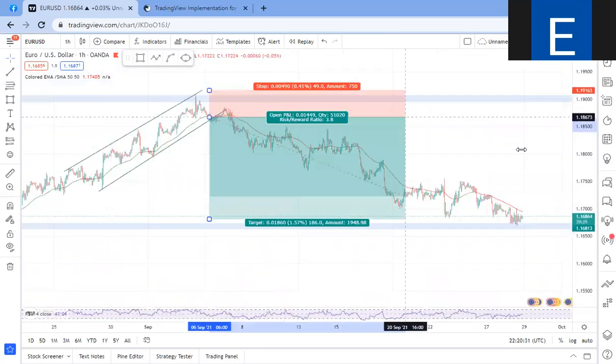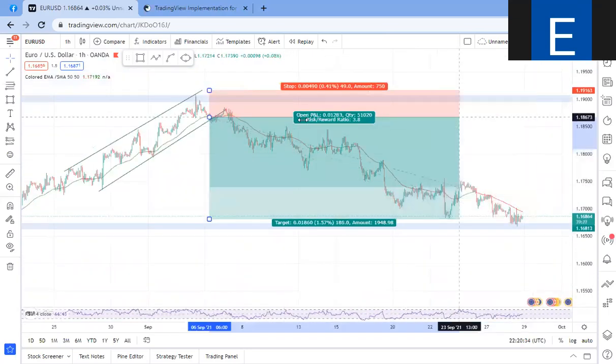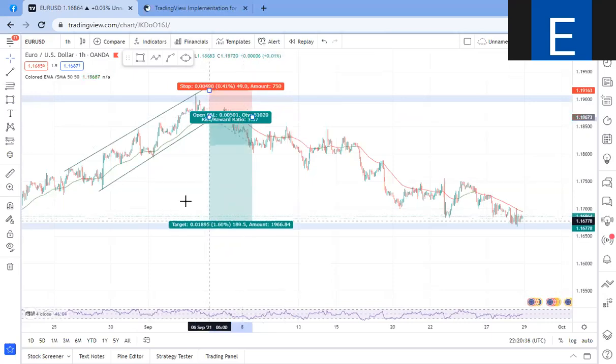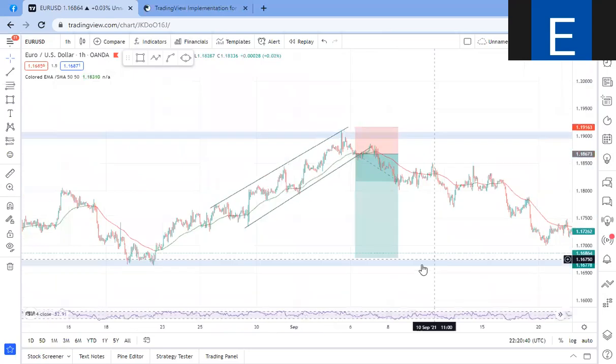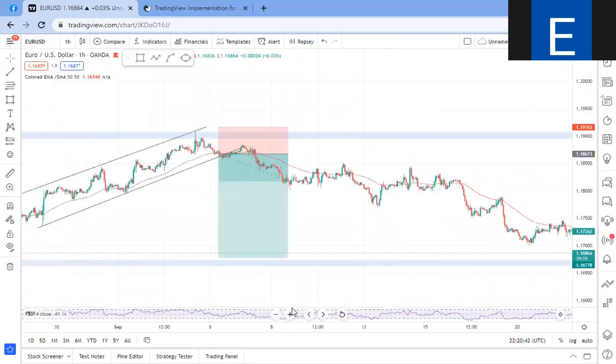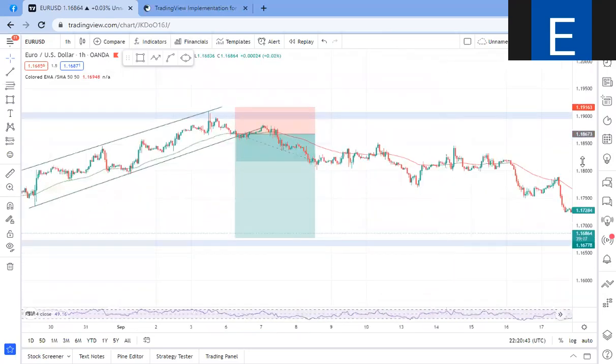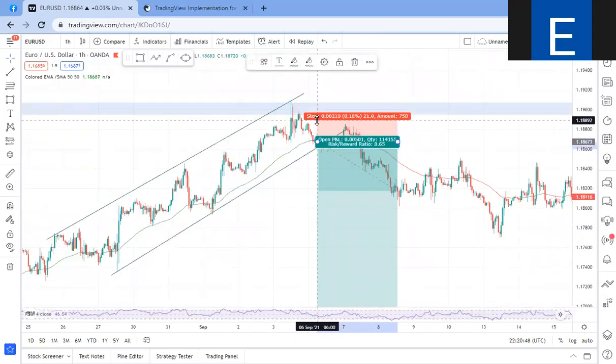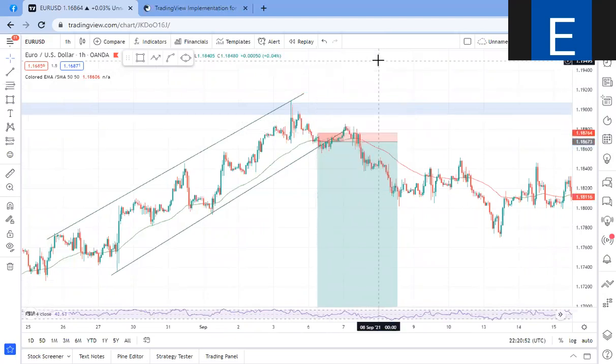This was my initial target. You can see this would have been a nice win, a nice win of like 100 pips plus. But I entered on the sell and I had my stop loss at this level. I think I placed my stop loss at this area.